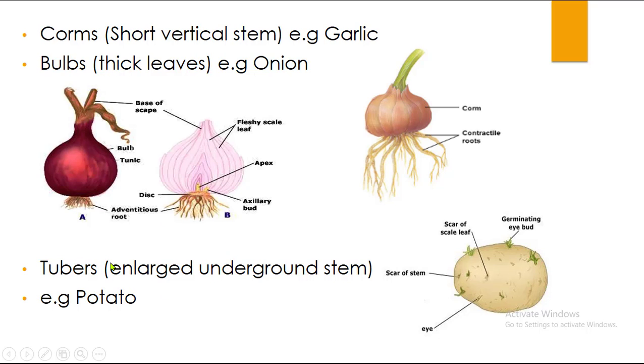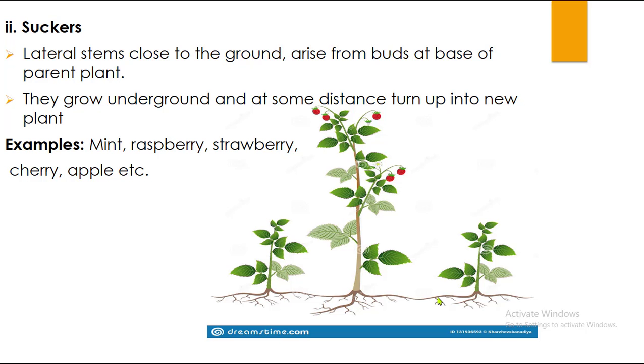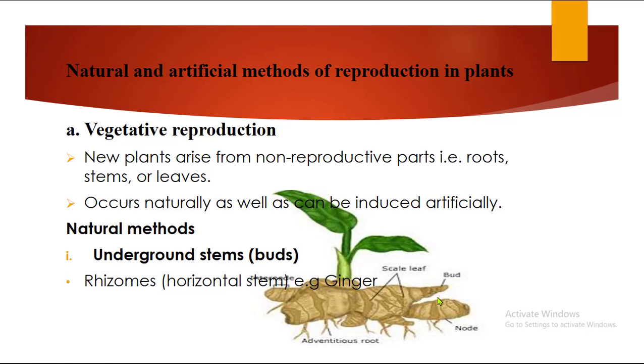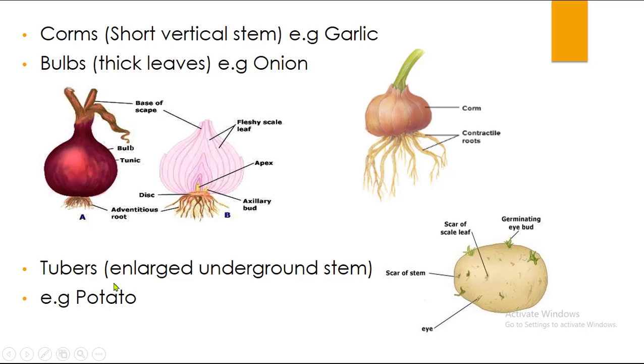Next is tubers. Tubers are large underground stems, and the common example is potato. In this picture you can see there is a potato. It has again buds which we call eyes. So these eyes, they can give rise to a new plant. So this is again asexual reproduction. So these were types of underground stems: rhizomes, corms, bulbs, tubers.